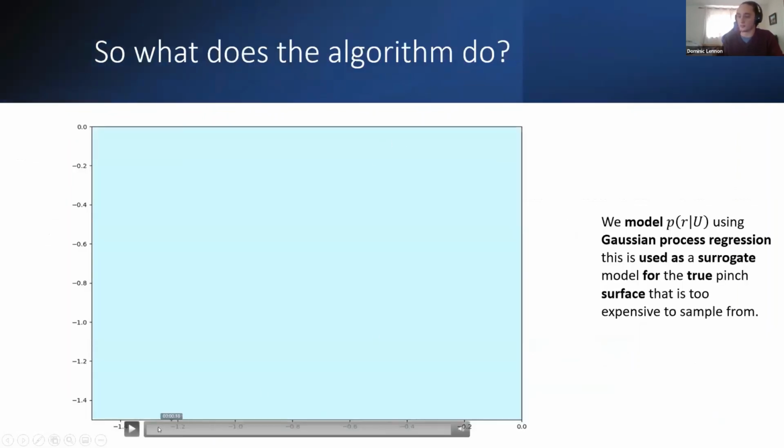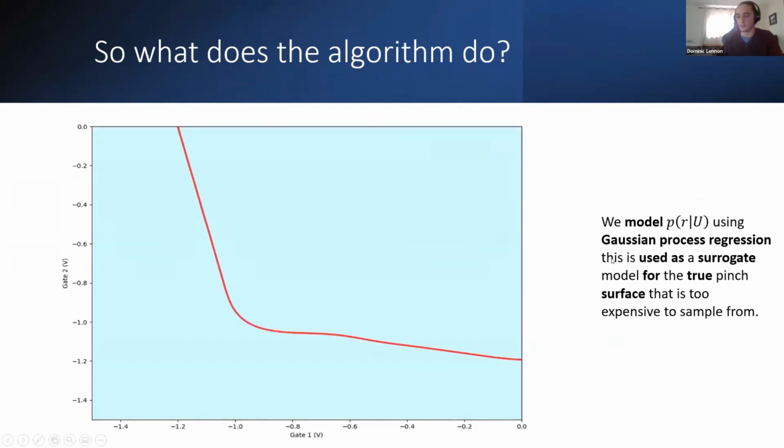So what do we do? Well, first we use a Gaussian process, given some observations, to model the surface in 8 dimensions. This is 2D, but I'm using it as an illustrative example. This just models where we think the pinch off is going to happen for a given unit vector. We use this as a surrogate for the real device because evaluating on the real device would be far too expensive when we're doing these Monte Carlo type tricks that we're going to be using in a second.